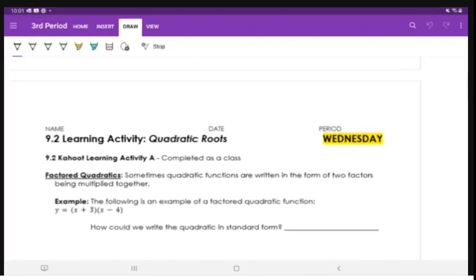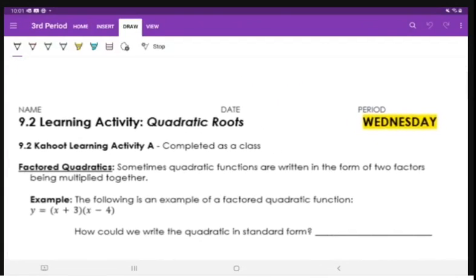All right, so if you look at the top of Wednesday's page in our packet, you'll see that our first activity was the Kahoot Learning Activity A. We just did that. That was a bit of a review of some of the concepts we've been dealing with this week regarding roots, and you guys did excellent on that. I feel like this class has a really good understanding of what roots are, how we find them.